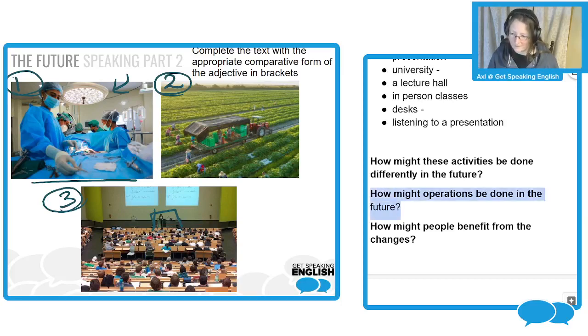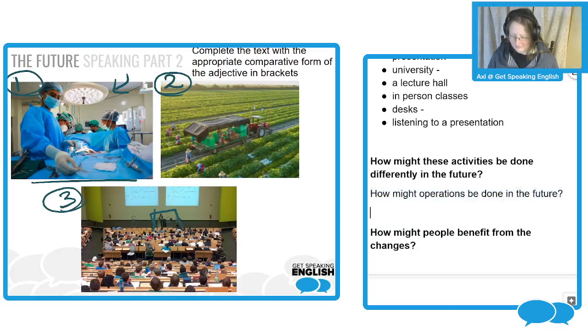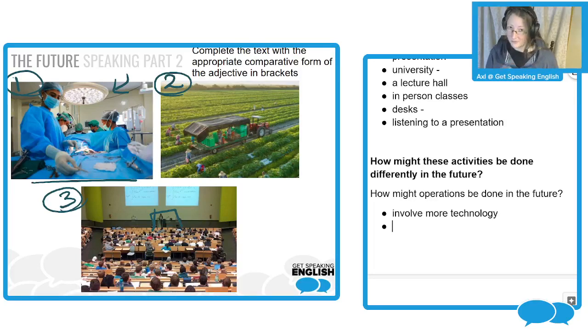So, well, for one thing, maybe they might involve more technology, right? Maybe they're done remotely, so from a distance. If it's done remotely, maybe the surgeon is far away, using a computer or a telephone to view the operation, and maybe they're telling other people what to do, or manipulating robots to do it. So maybe using robots, that could be something.